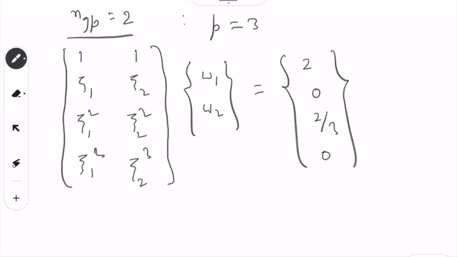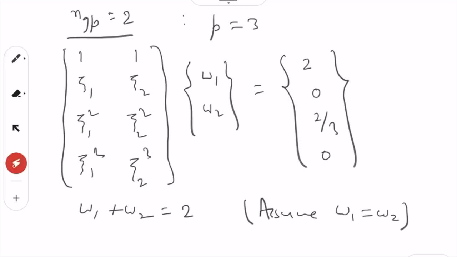Okay, so we have 4 unknowns, which are ξ1, ξ2, and then W1, W2, and we have to find them out with the 4 equations. Hence you will get, first, W1 plus W2 equal to 2. Let's assume W1 equal to W2, we want equal weightage. Just to help solve it, we can check whether this condition is being satisfied or not, but this will help us to solve it.